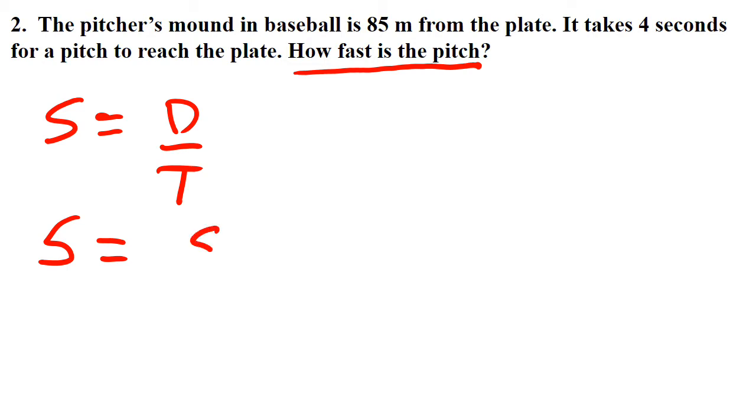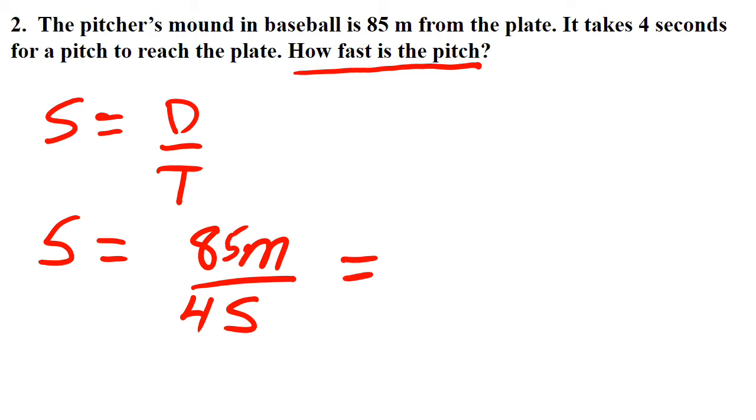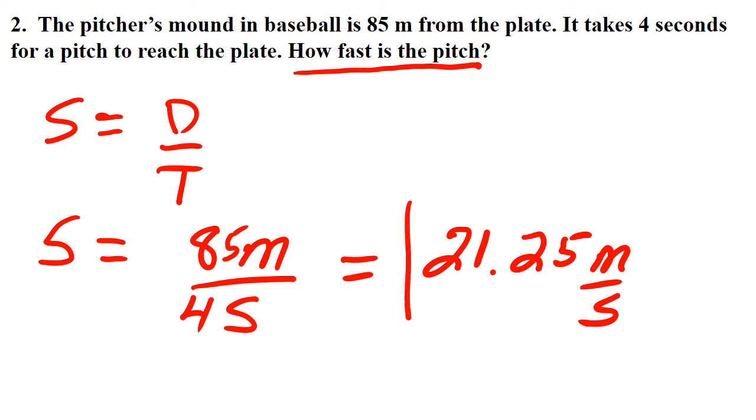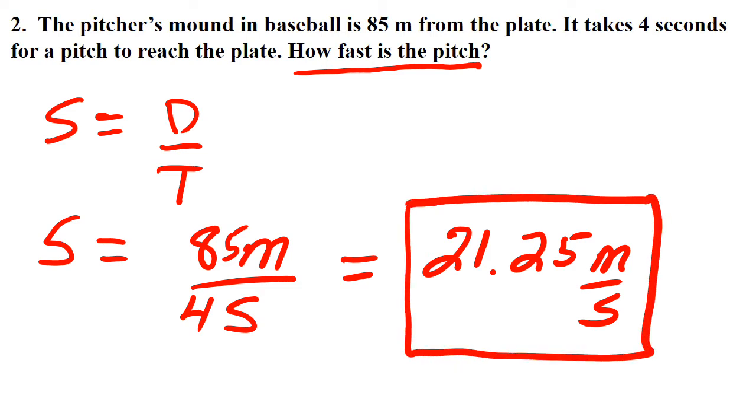So the distance is 85 meters, and it takes 4 seconds for it to arrive. So 85 divided by 4, you run it through your calculator, you get 21 point, and I always take it out to 2 digits beyond the decimal, and then I round it from there. So it'd be 21.25, and our units, because we have to have units with our numbers, is meters over second. And then to show that I'm done, I put a box around my answer.